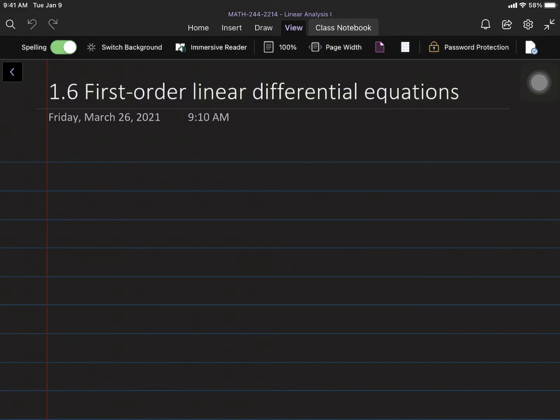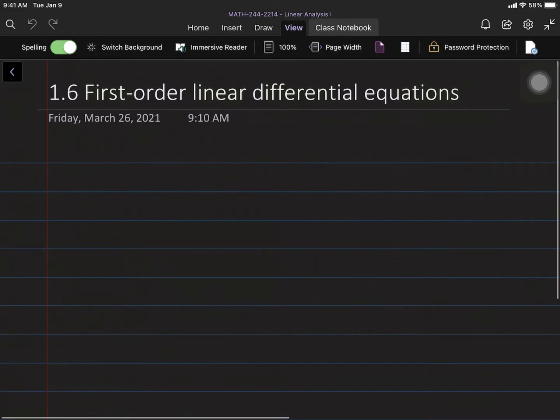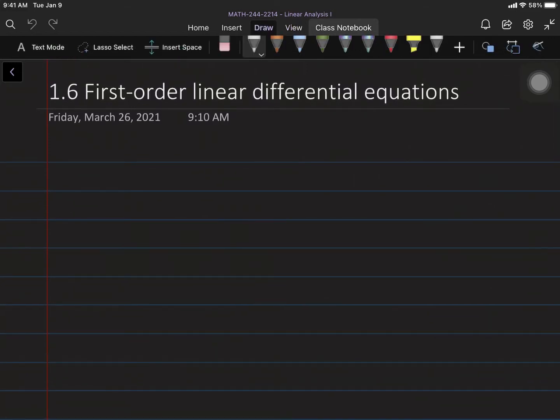Hello, today we are going to learn 1.6, first order linear differential equations. So we are going to solve some differential equations like this kind of thing. So I can give you some brief idea. The goal for this class is that we want to solve some first order linear differential equation, for example, like this one.